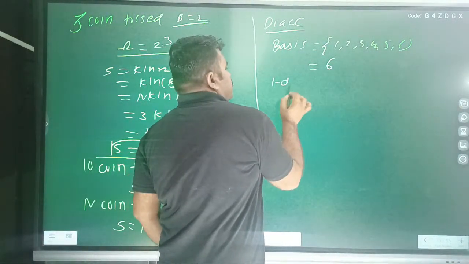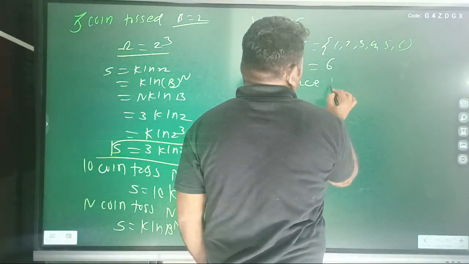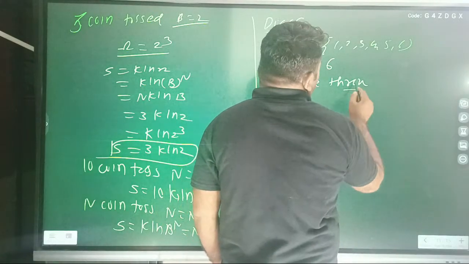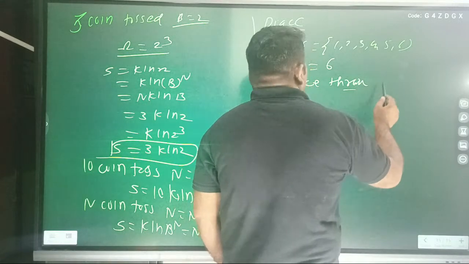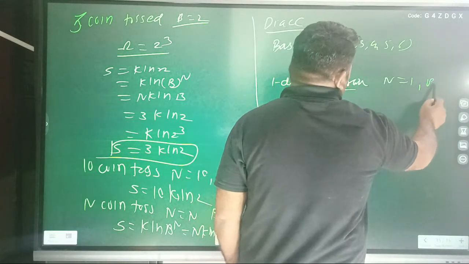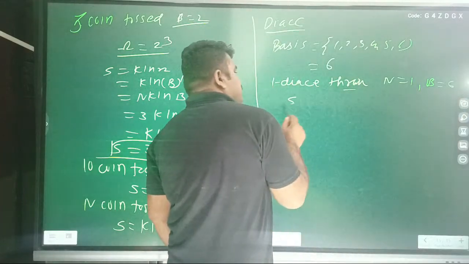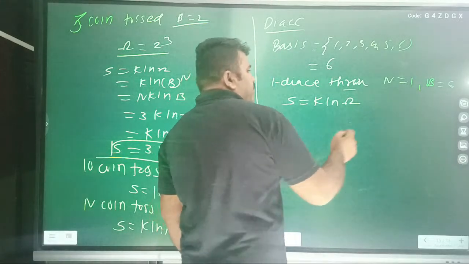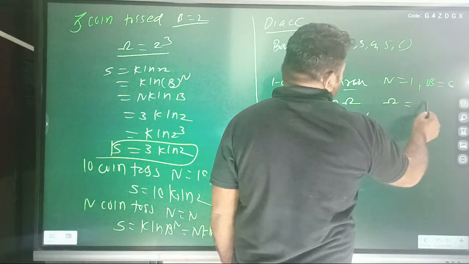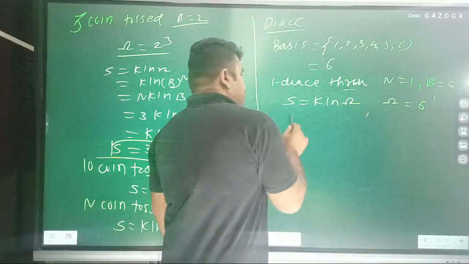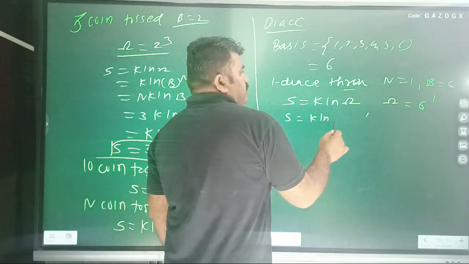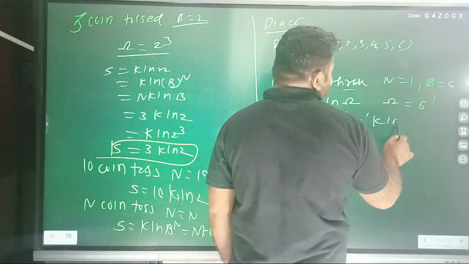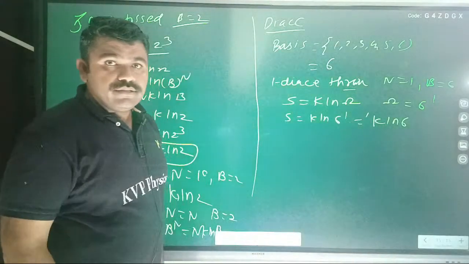One dice is thrown, which means n is equal to 1. Basis is equal to 6. Then S is equal to k ln omega. What is the omega here? Omega is equal to basis 6 to the power 1. So S is equal to k ln 6 to the power 1. Now 6 to the power 1 is simply 6. So the entropy is k ln 6.